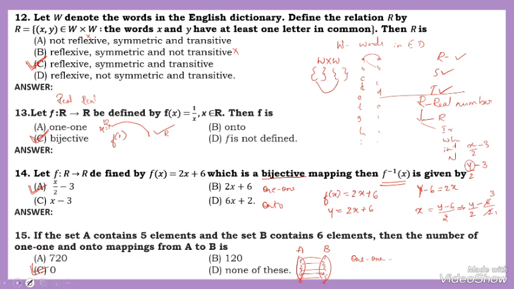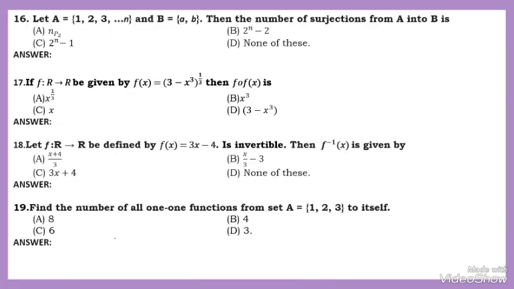Next question, question number 16. Let A be equal to 1, 2, 3 and so on up to n elements and set B containing 2 elements. The number of surjections from A into B. Here, first, we have to study the 1-1 and onto conditions.